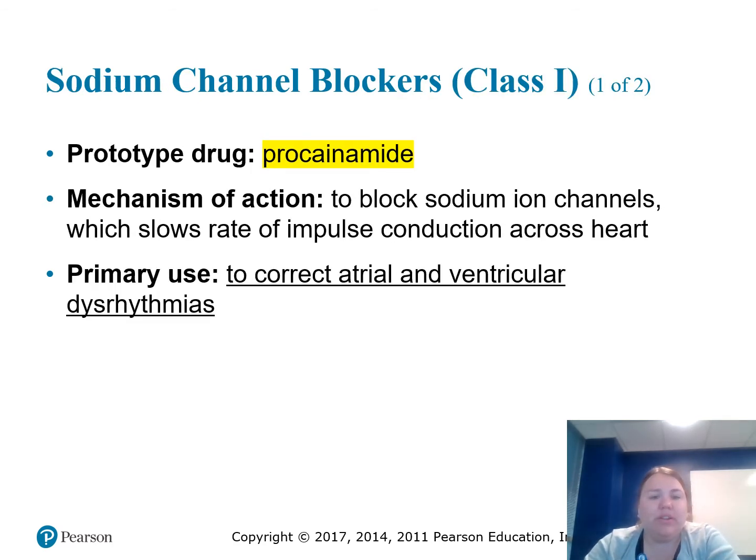Now, our first one is our sodium channel blocker. This is the procainamide. So this is used to block the sodium ion channels, which is helping slow the rate of the impulse conduction across the heart. Okay, so it helps with atrial and it helps with ventricular dysrhythmias.